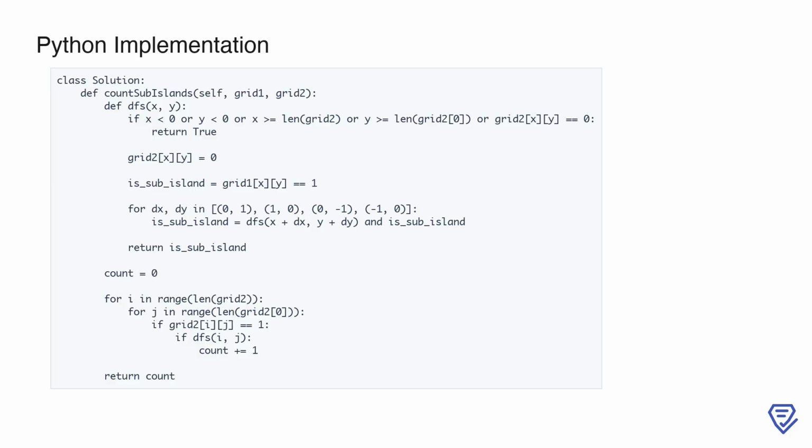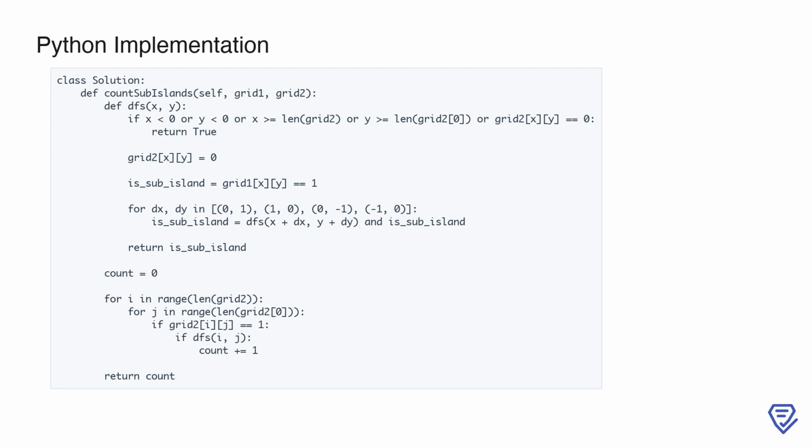3. Iterate over grid 2. The main loop iterates over each cell in grid 2. If a cell contains land, 1, we call the DFS function to check if the island starting from that cell is a subisland. If DFS returns true, we increment the counter.